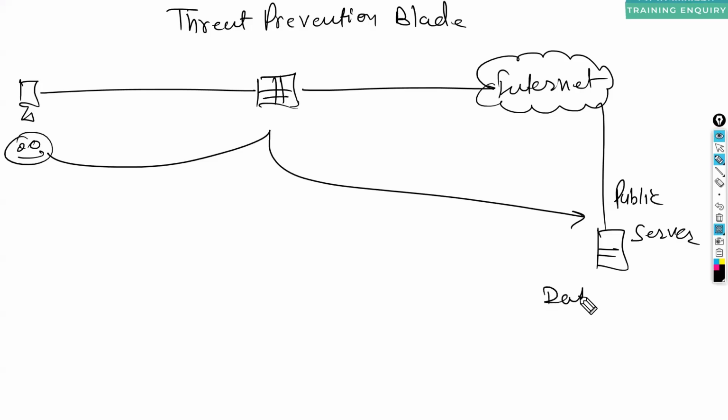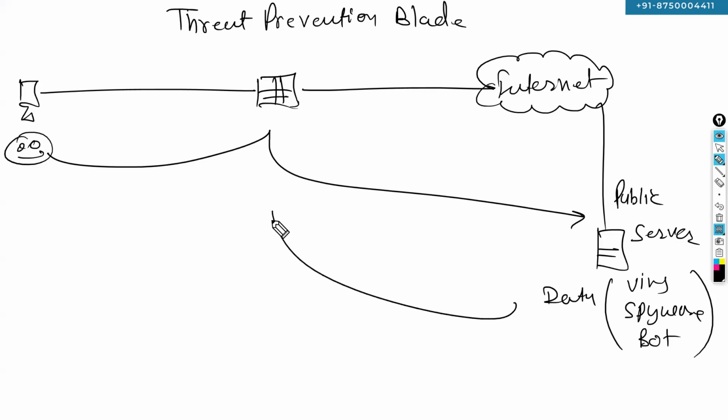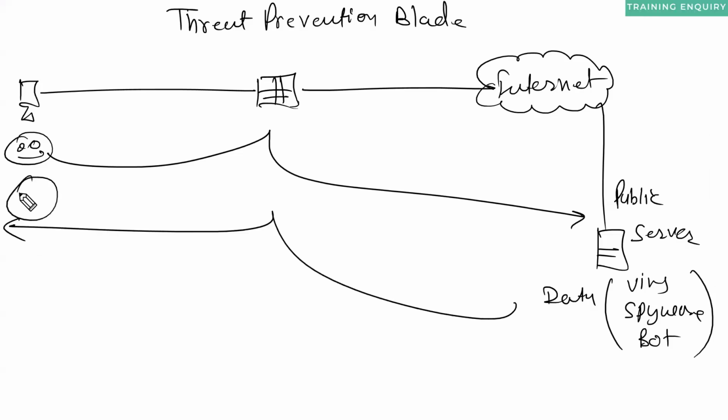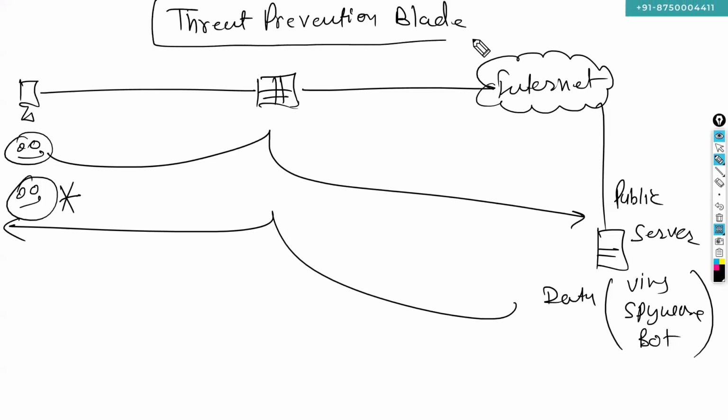The public server has some data. The data can have a virus, spyware, or any bot can be there. This data will be downloaded by a user. When the user downloads it, the user will be affected. Now we want our network to be protected from viruses, spyware, bots and attacks. For that, we have to enable the threat prevention blade.